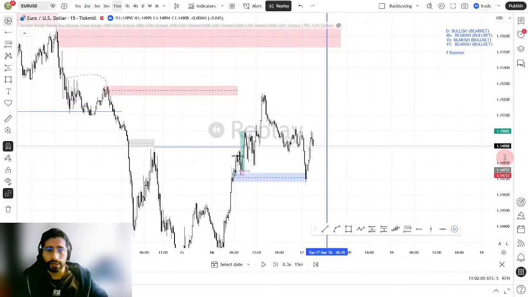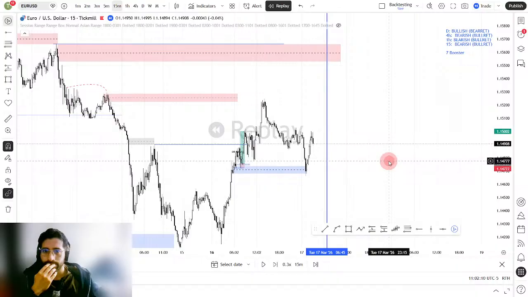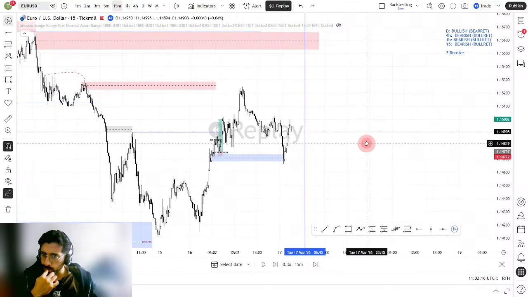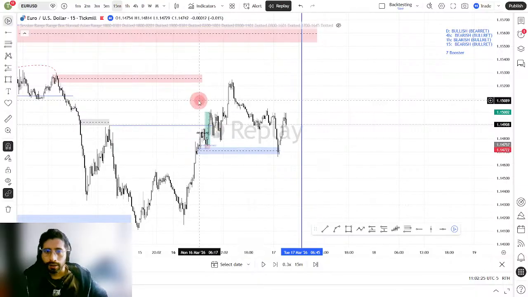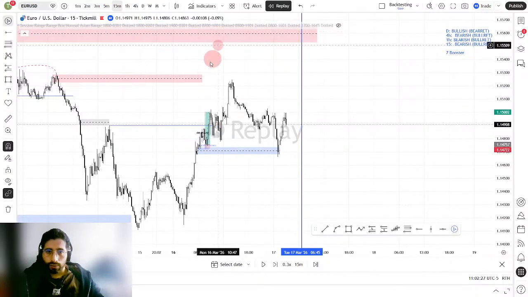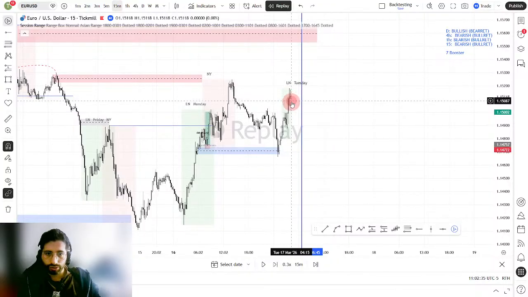But the thing here is that we would like to see the clearest opportunity to buy. Okay, this is it. Right. So let's wait for the proper time to actually execute the order. So this is the London session. London is pushing up.